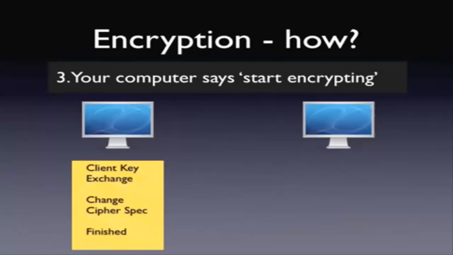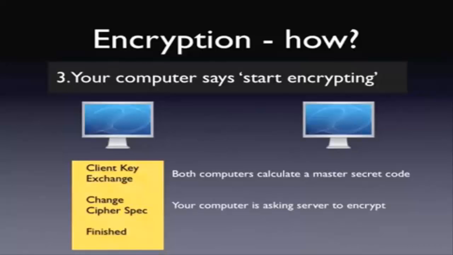Now the next step is your computer says let's start encrypting to the server. There's actually three messages that accomplish this. First is the client key exchange. Now once this message is sent, both computers can calculate a master secret code, and from then on that master secret code is used to encrypt all the communications from then on.